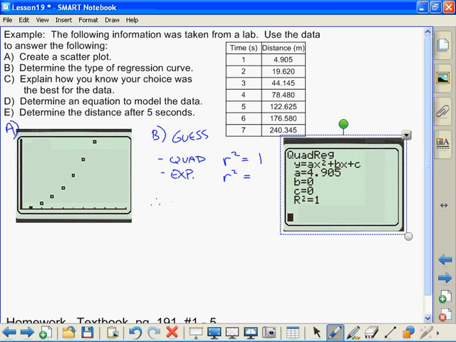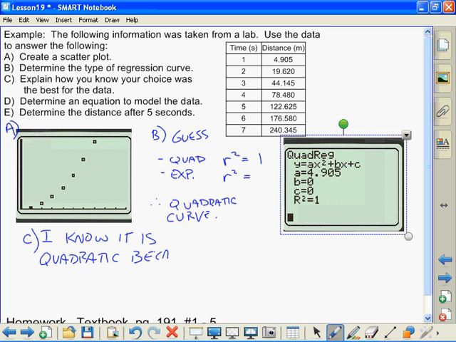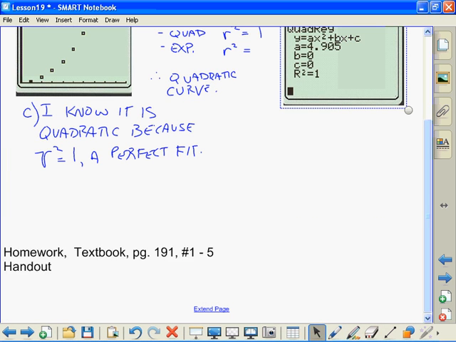So again, it's going to be a quadratic curve. C part, I know it's quadratic, because R squared equals 1, a perfect fit. And you're not going to find that in your project, unfortunately. It'd be nice to make your life a lot easier, but not always the way it is.